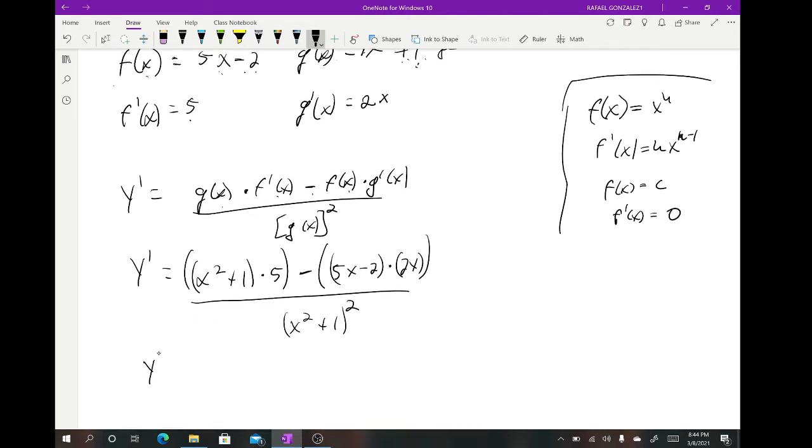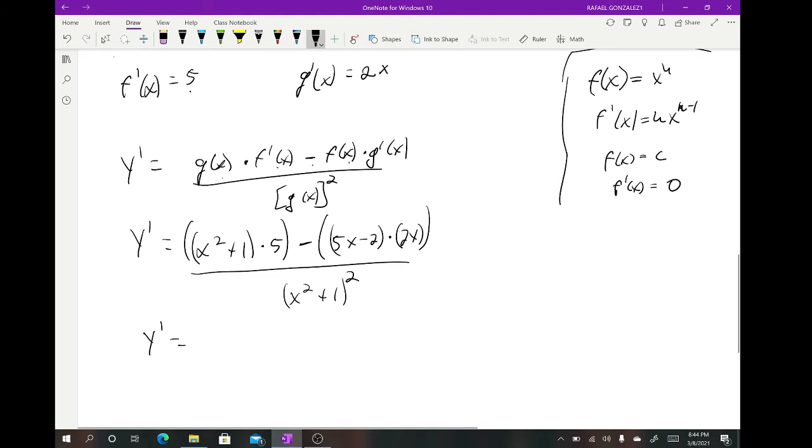So let's simplify this a little bit. I could distribute this 5. So 5 times x squared is just 5x squared. 5 times 1 is just 5. Minus from the formula. And then 5x times 2x is going to be 10x squared. And then 2x times minus 2 is going to be minus 4x. All divided by x squared plus 1.